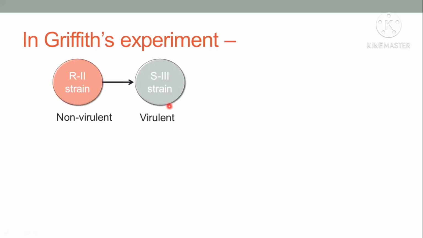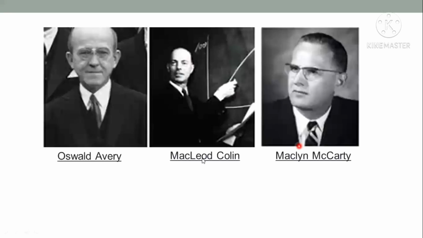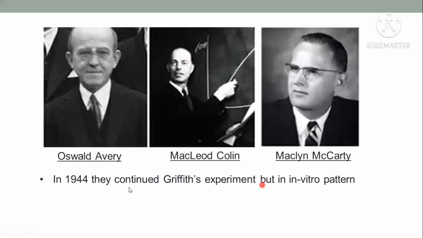So after him, Avery with his colleagues MacLeod and McCarty, around 16 years after, that is in 1944, continued Griffith's experiment but in vitro. In vitro means in a test tube. We know Griffith performed his experiment on mice, but these guys continued their experiment in a test tube.